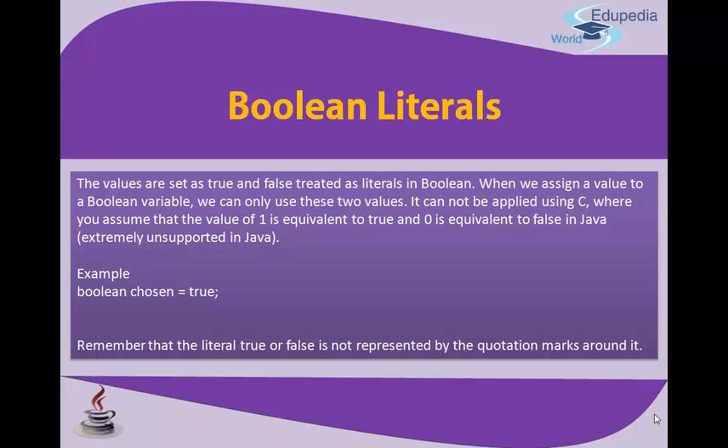For example, boolean chosen equals to true, that means the choice equals yes or no, true or false. As we know, Java supports only true and false, so you have to use only true and false. That's it. If the choice is chosen, then its value becomes true or false. Now remember that the literal true or false is not represented with quotation marks around it. Always remember not to enclose them in quotation marks.